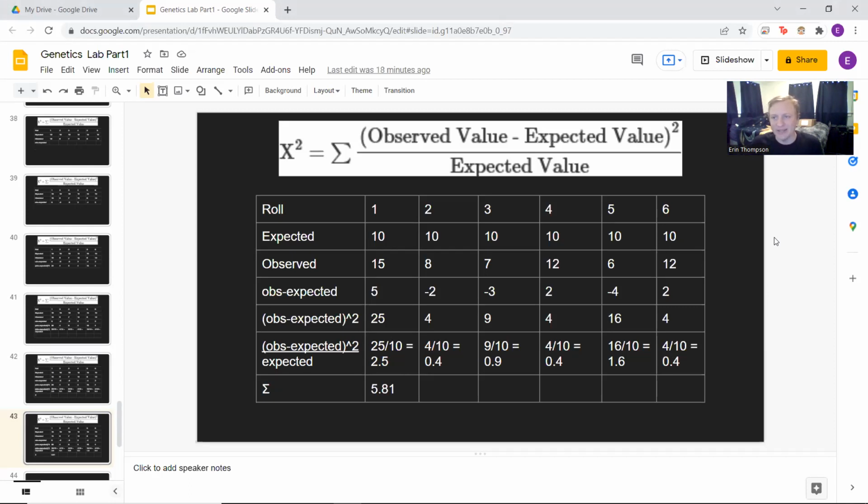Unfortunately, we are not quite done. There's a couple more steps. I guess the next thing I'd ask you is, what are the degrees of freedom for this example? What are our degrees of freedom? Five, that's exactly right. How did you come to this conclusion that our degrees of freedom is 5?